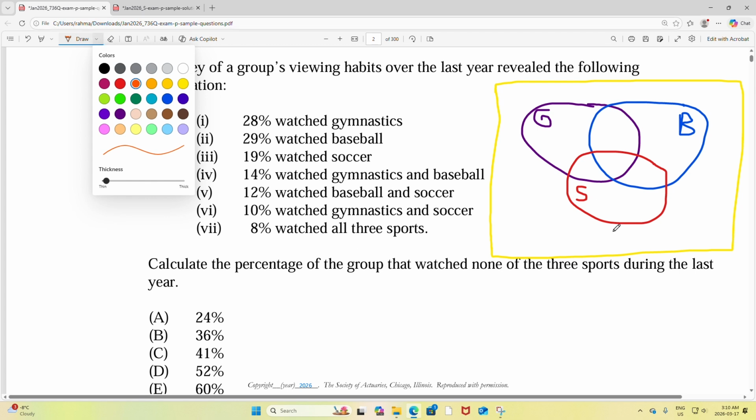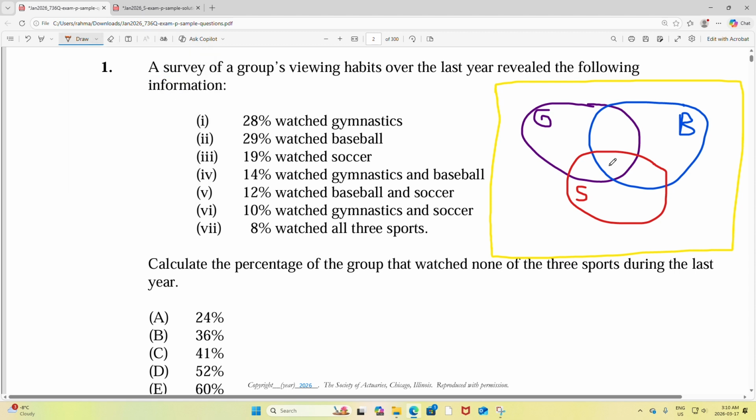8% watched all three of the sports. If you watched all three, you have to be in the gymnastics circle, the baseball circle, and the soccer circle. So the only section that does that is this section in here. So that's 0.8 or 8%. Now, 10% watch gymnastics and soccer. That's this region here. If 10% is this whole region and this is 8%, that means this has to be 2%.